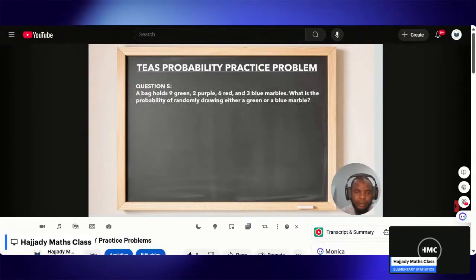Number 5. It says, a bag holds 9 green, 2 purple, 6 red, and 3 blue marbles. It can be marbles, it can be balls, or any object. It can be oranges. I'm just using marbles as an example here. What is the probability of randomly drawing either a green or a blue marble?